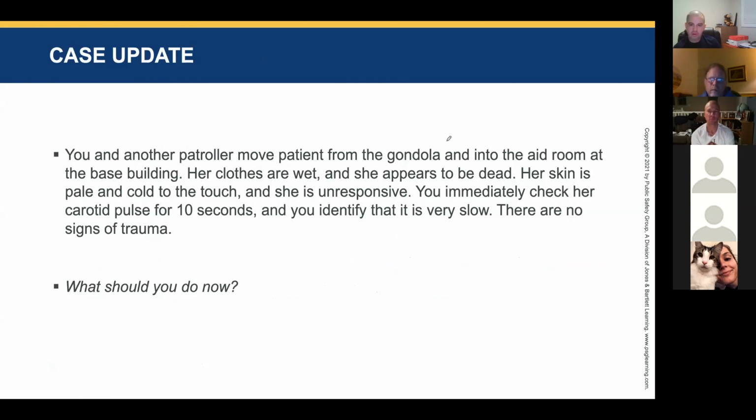So you and another patroller move the patient from the gondola into the aid room at base. Her clothes are wet. She appears to be dead. Her skin is pale to the touch. She's unresponsive. You check her carotid pulse for 10 seconds and you identify it's very slow. What's wrong with this?